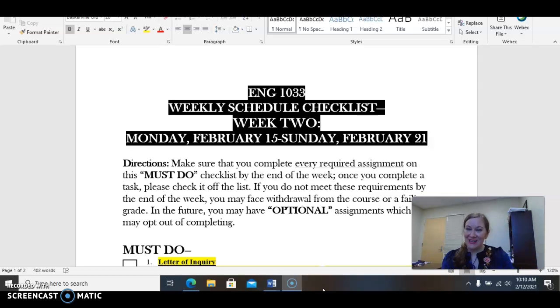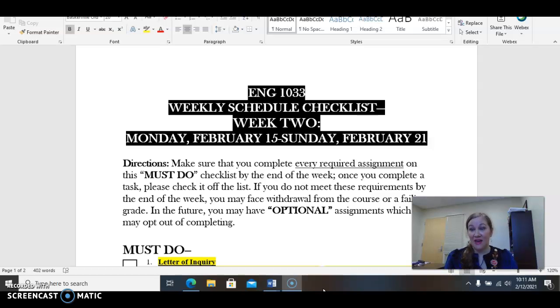All right, well, let's transition into week 2. Now, for week 2, you have 3 assignments. The first assignment is the letter of inquiry, okay? The second assignment is a sales letter, and the third assignment is our first grammar lesson and also a grammar quiz associated with that.